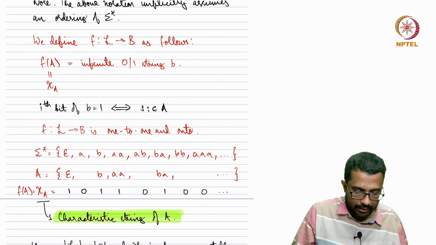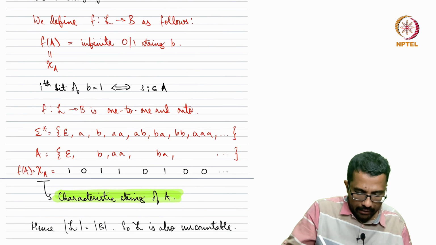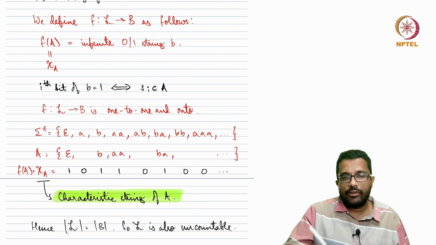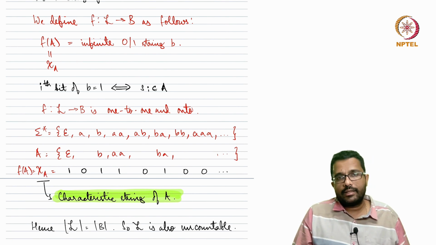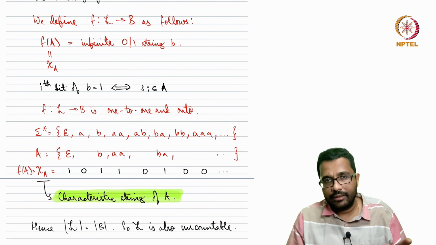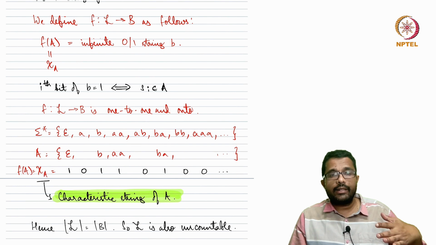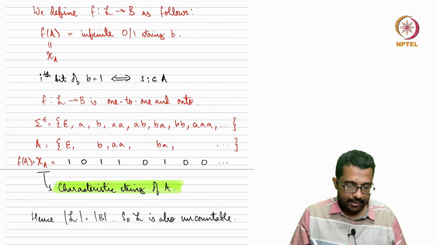So this chi, sometimes it's called chi A. Now this mapping of looking at each string, whether it is in A or not, gives us a mapping from the set of all languages to the set of all infinite binary strings. Given a language, I can give you the infinite binary string. Given an infinite binary string, I can tell you which language it corresponds to. Hence, this is a bijection.